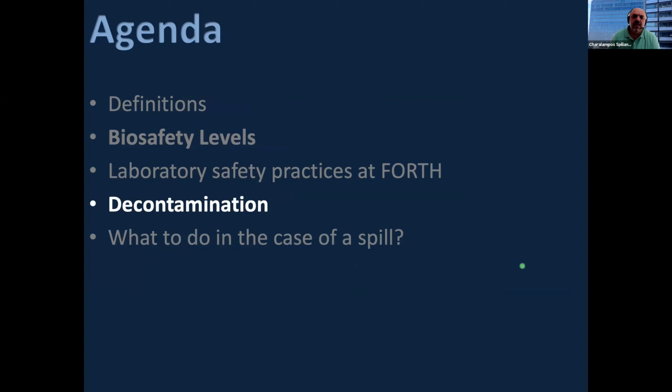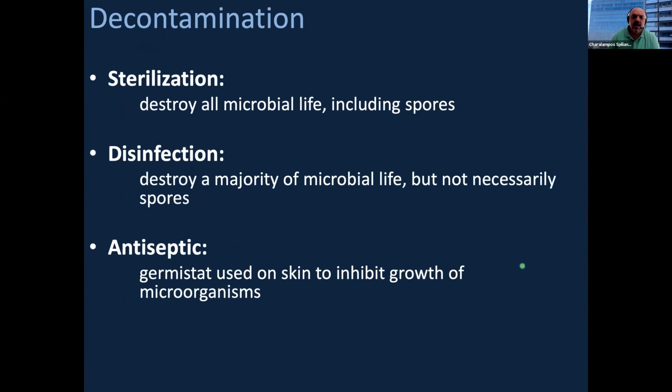Now, what can we use in order to decontaminate, or what are the different methods that one could use in order to decontaminate or kill, let's say, potential biohazardous microorganisms. There are 3 ways to decontaminate. One is sterilization. This is great because it not only destroys microbes, but also destroys the spores that can potentially be created. Disinfection is great, but it can destroy most microbes, but not necessarily the spores. And antiseptics are good if we want to stop, let's say, microorganisms growing, but it does not necessarily mean that the microorganisms are destroyed.